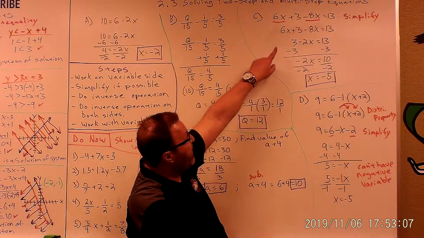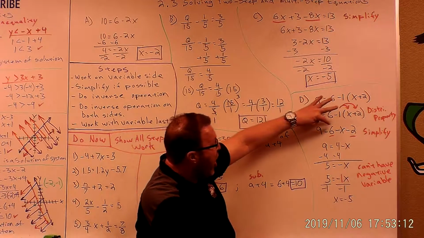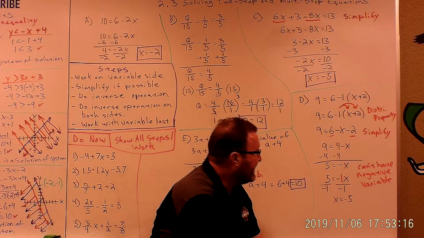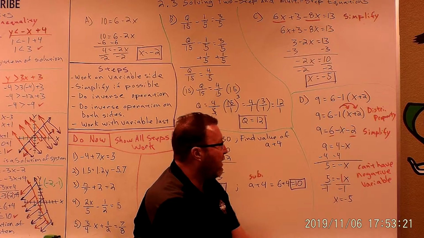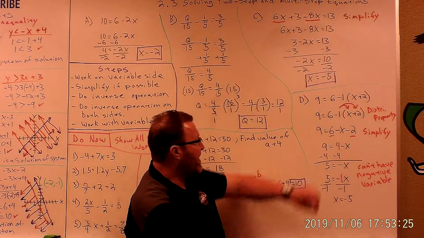So in this previous example, we had x's that we could combine. Here, we have numbers that we can combine. We can combine this 6 and this negative 2. So 6 subtracted by 2 is 4. We bring down the negative x, or subtract x, equals 9.